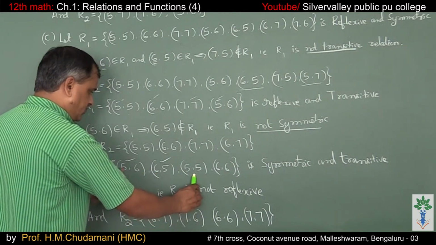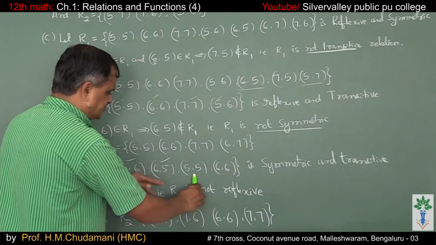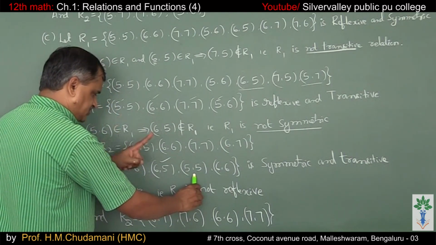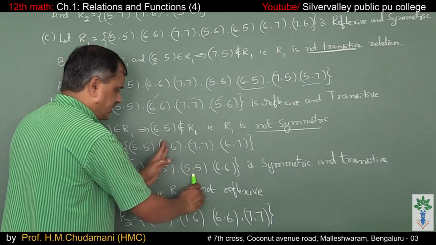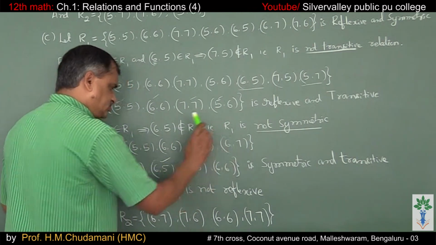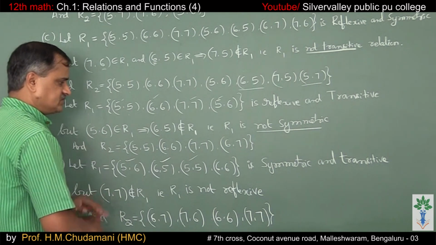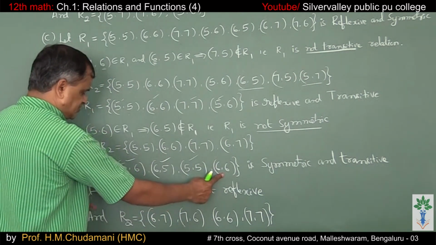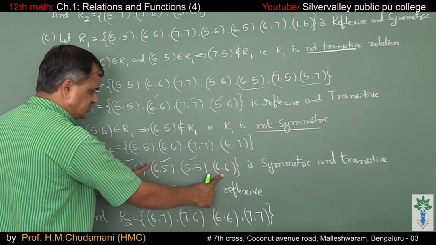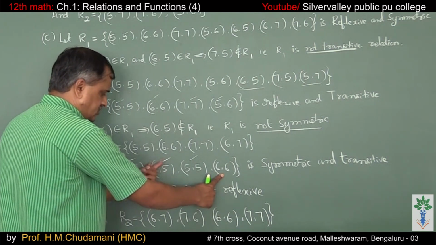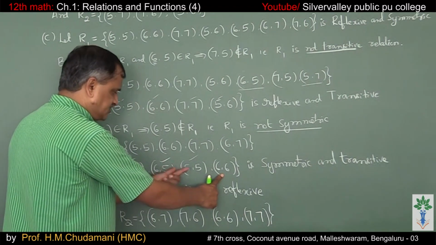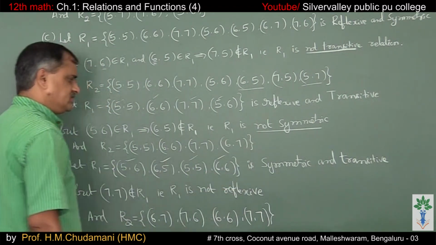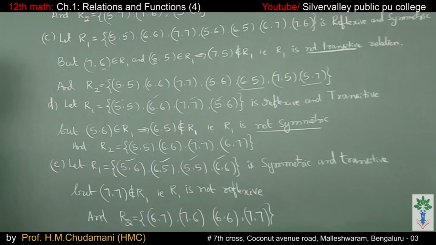Along with the (5,5) we can take (5,6). We are left with (5,6), it is there. Along with the (5,5), (6,5) we can't take, (6,6) we can't take. So only (5,5) is transitive. Then along with the (6,6) we can take (6,5). We are left with the (6,5), it is there in the relation. So for this also it is transitive.